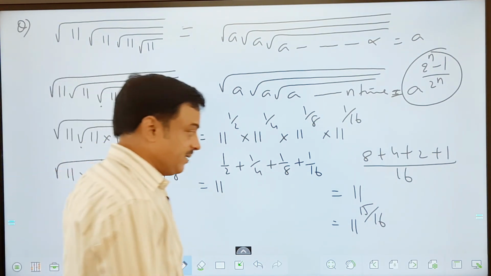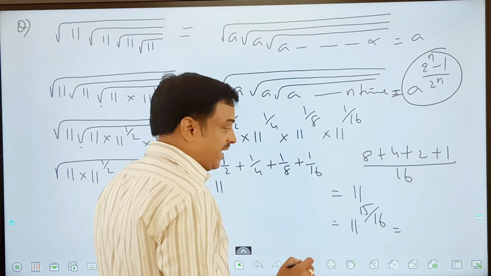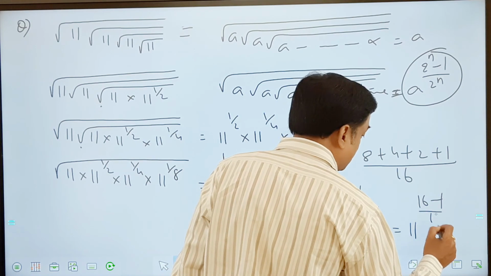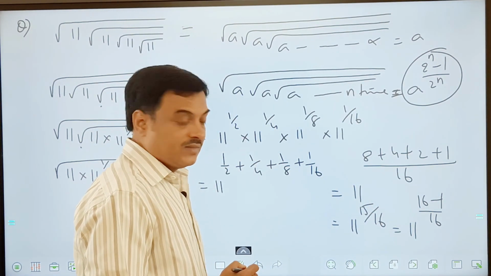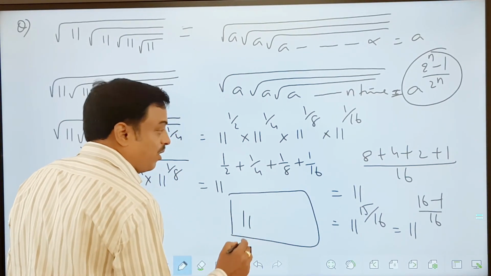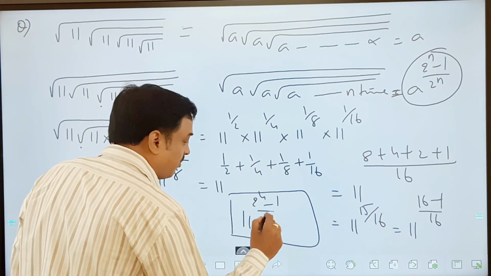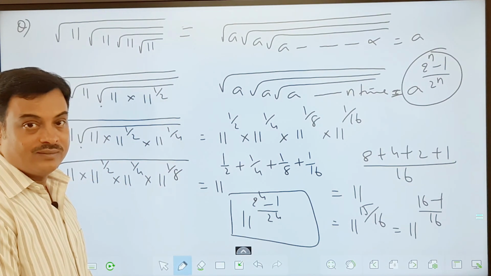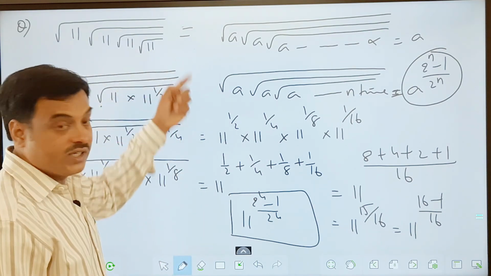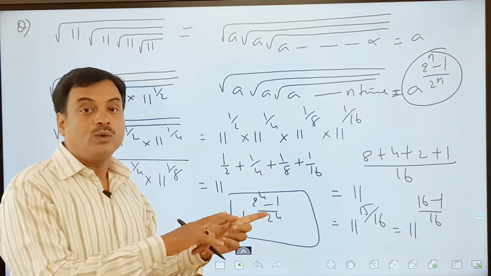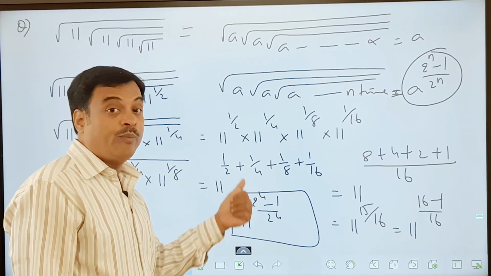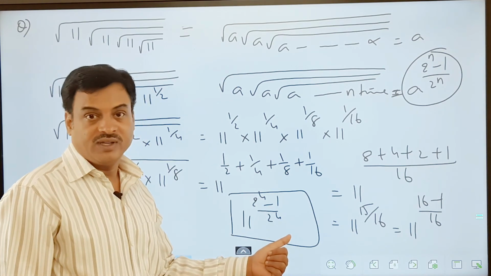Please observe the last step, which is very important. Can I write 11 to the power of (16 minus 1) by 16 for this? And that is ultimately 11 to the power of (2 power 4 minus 1) by 2 power 4. Now you can observe, compare here. Because there are only 4 roots, you get a power as 4. If there were 5 roots, the power will be 5. So if there are 5 roots, what will be the answer? 11 to the power of (2 power 5 minus 1) by 2 power 5 will be the answer for this.